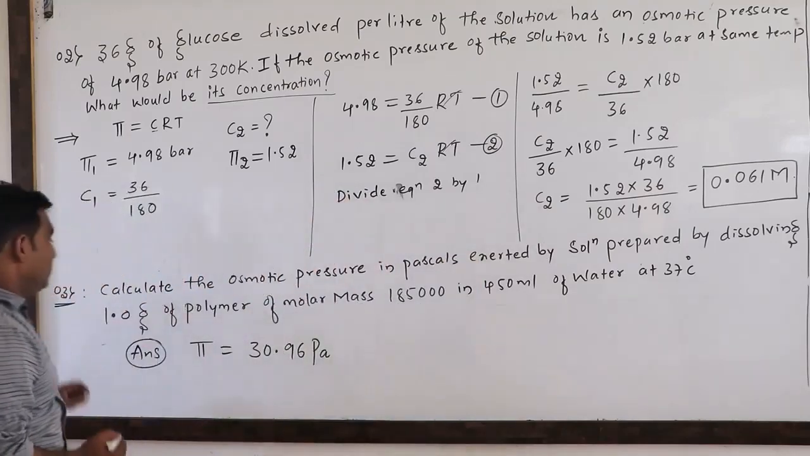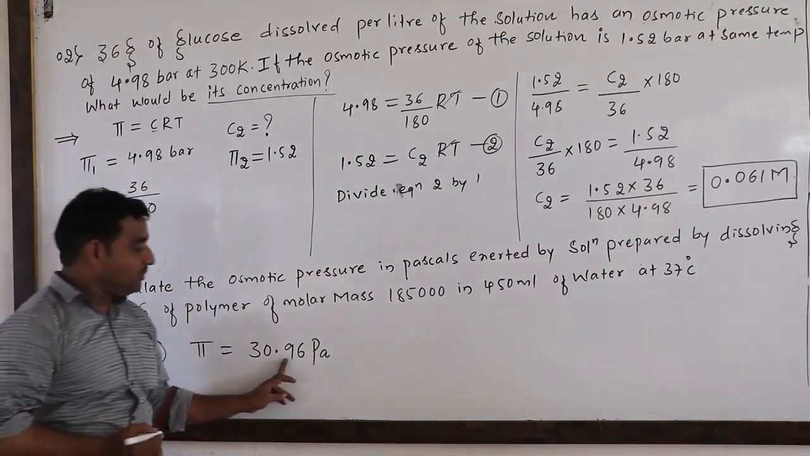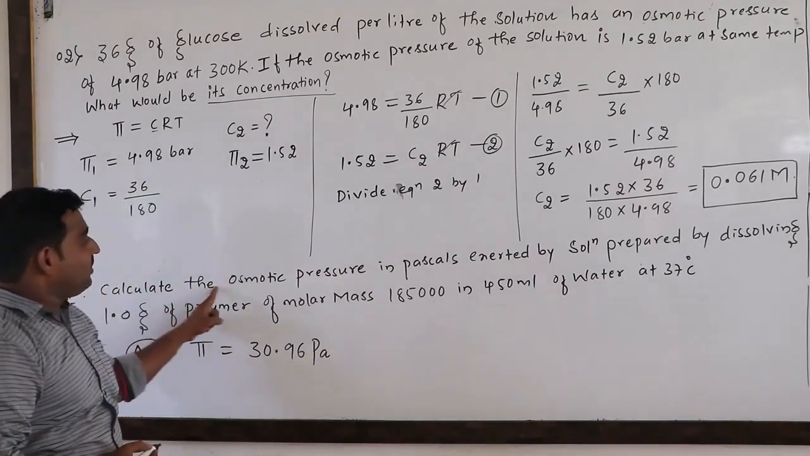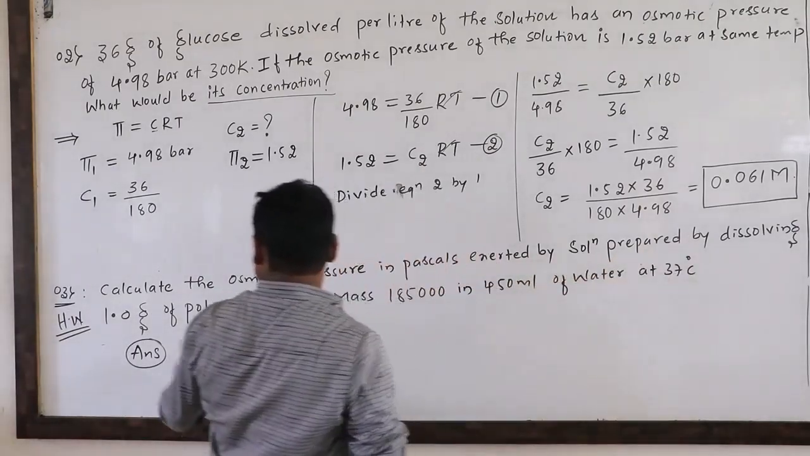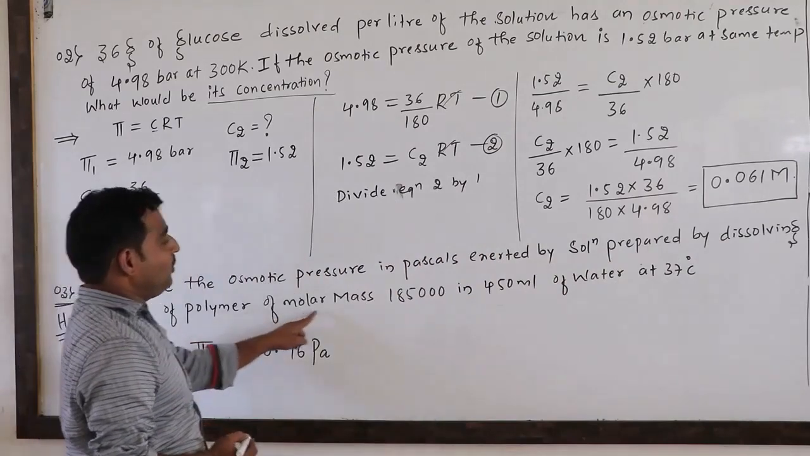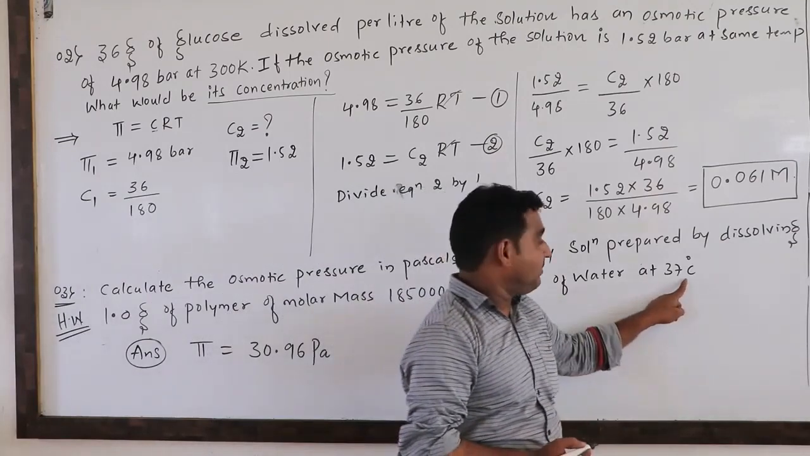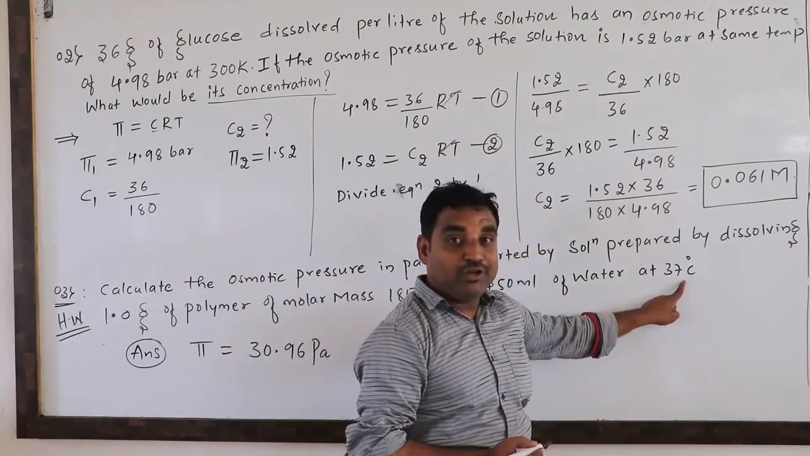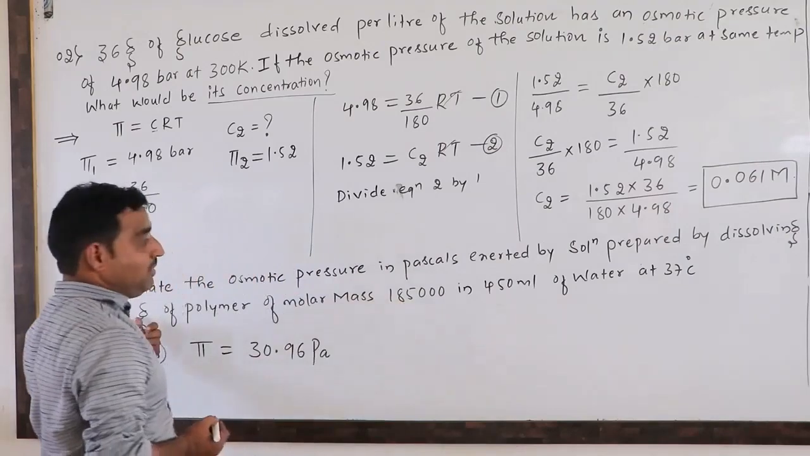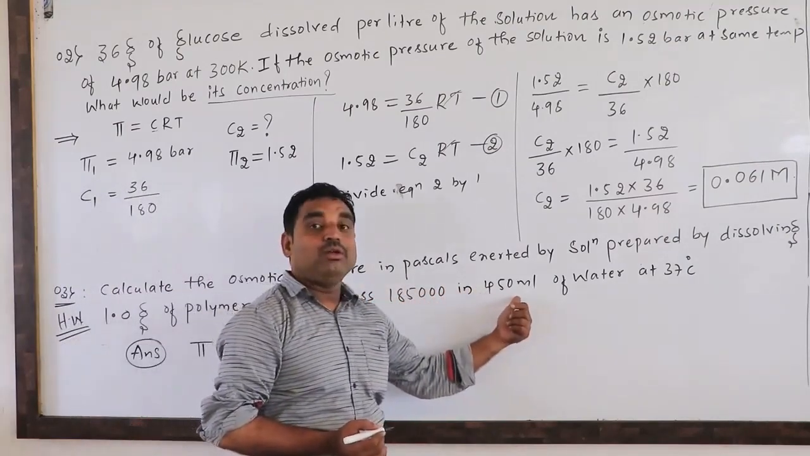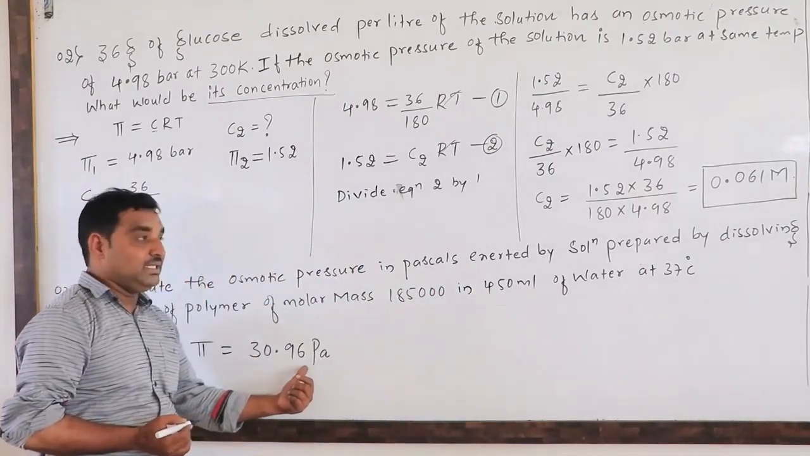The third problem I have written, you have to try here. This is for homework. The problem is: calculate the osmotic pressure in pascals exerted by the solution prepared by dissolving 1.0 gram of polymer of molar mass 1,85,000 in 450 ml of water at 37 degrees Celsius. You have to convert to Kelvin, then we will calculate the n2 also. They have given molar mass and given gram. The 450 ml volume divided by 1000 gives the value. The answer will be pi is equal to 30.96 Pascal.